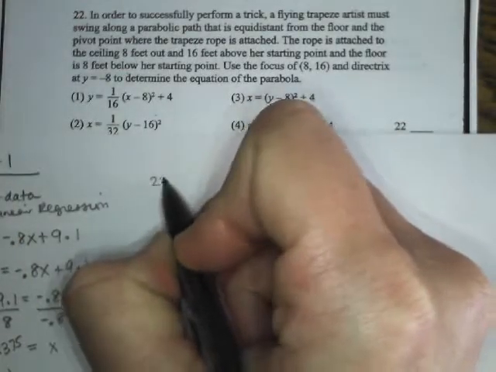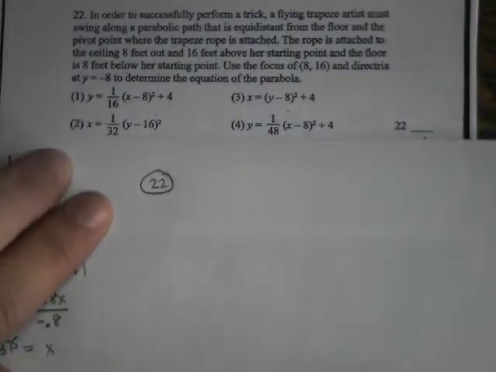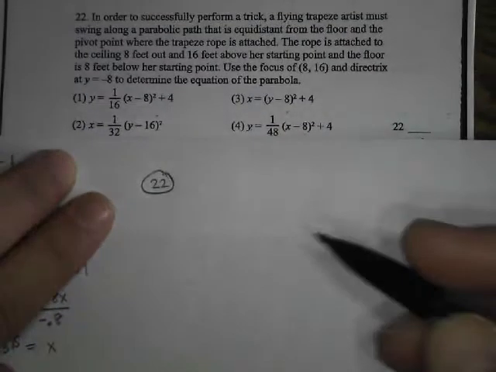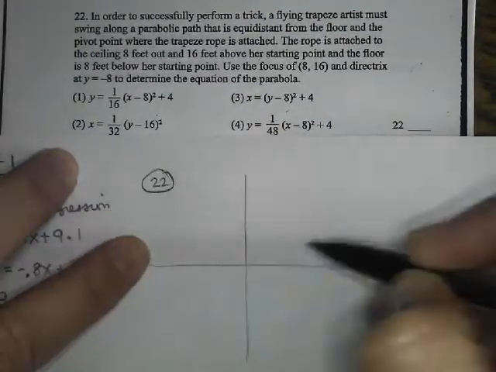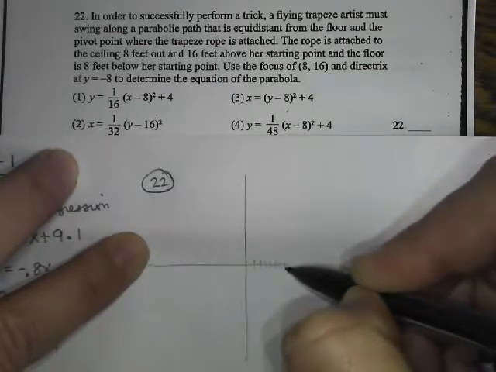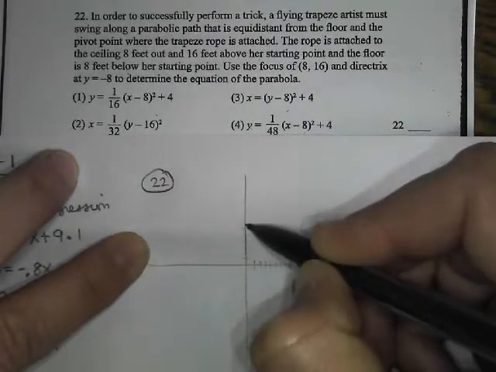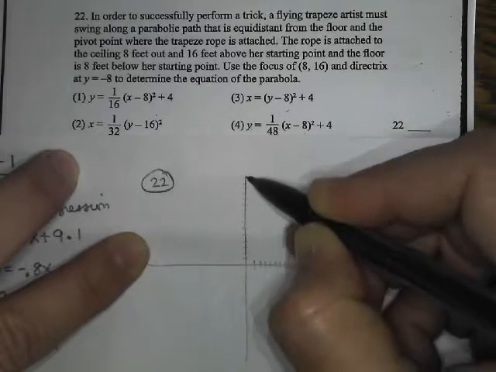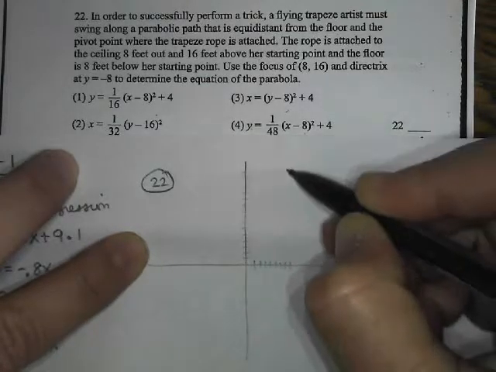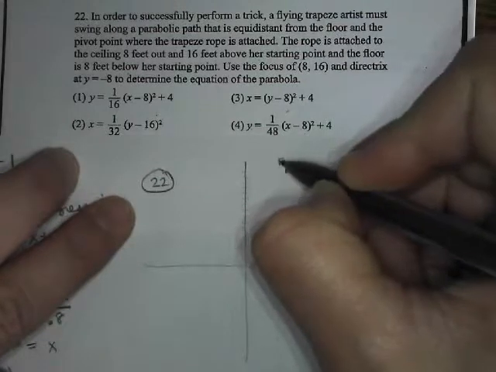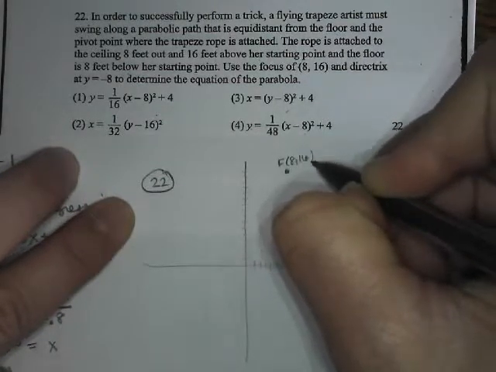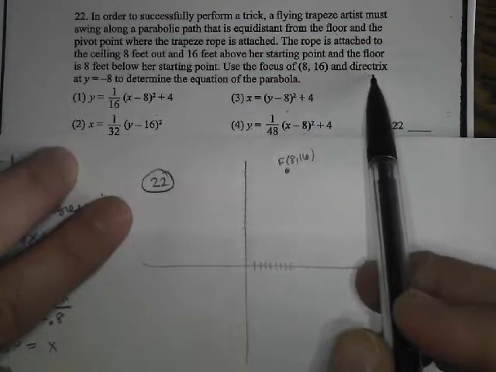We have a focus at 8/16, so we always started these problems by sketching. So 1, 2, 3, 4, 5, 6, 7, 8. 1, 2, 3, 4, 5, 6, 7, 8, 9, 10, 11, 12, 13, 14, 15, 16. Doesn't need to be exact, but there's your focus. And the directrix is at y equals -8.